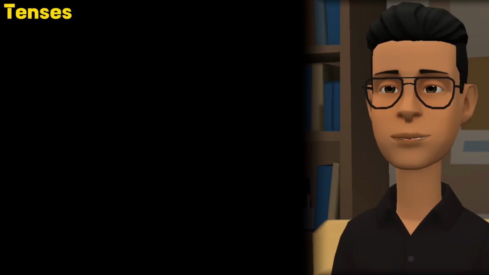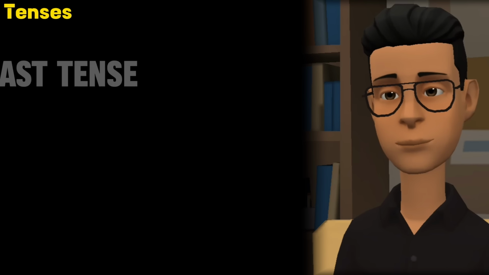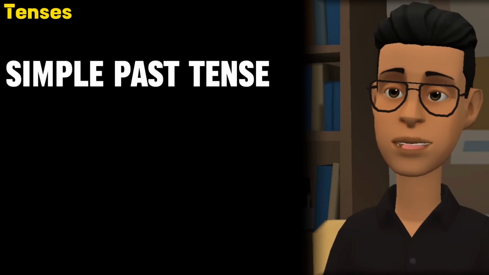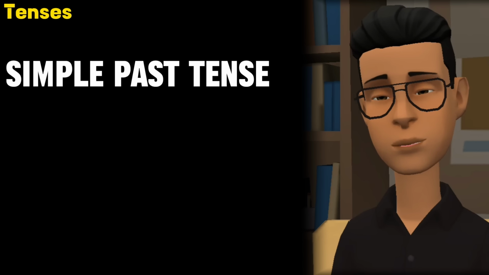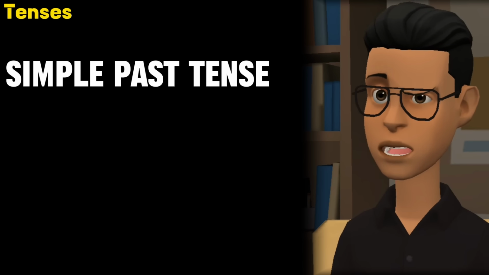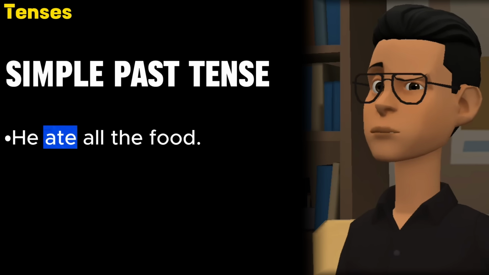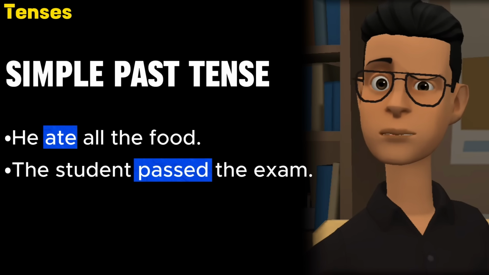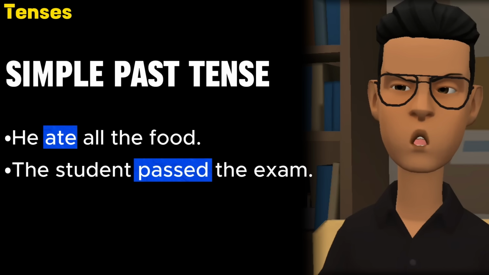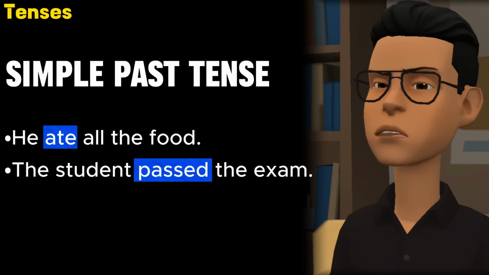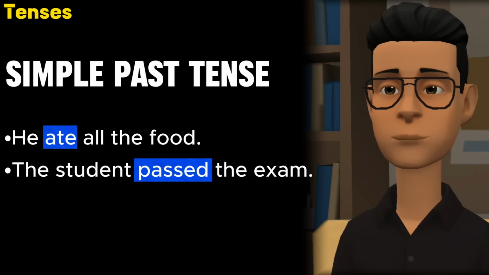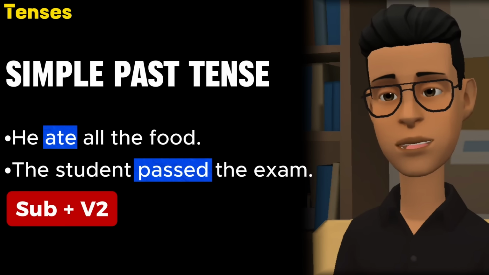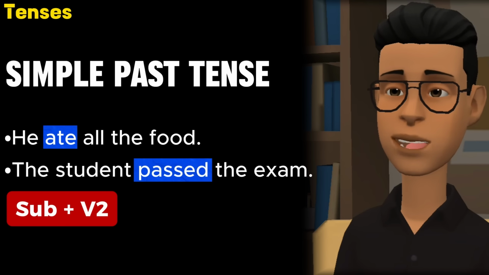First, let's see past tense. Simple past tense. If an action took place, it is simple past tense. Some examples are, he ate all the food. The student passed the exam. You see that there's always the second form of verb after the subject. Thus, in simple past tense, there's just the second form of verb after the subject.